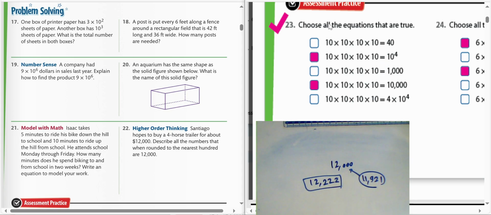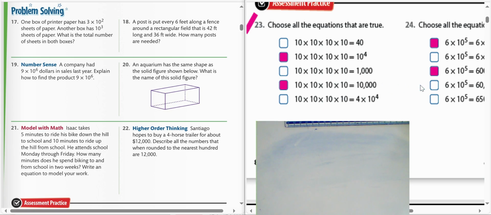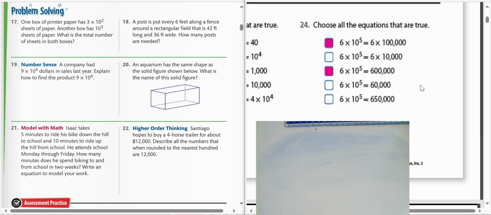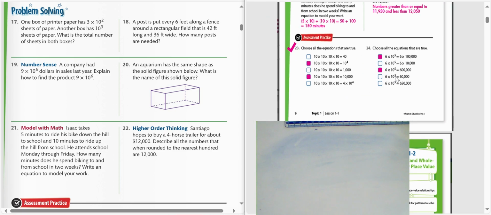This question shows all the equations that are true. We have 10 times itself 4 times will be 10 to the power 4, and 10 times itself 4 times will be 10,000, and also 6 times 10 to the power 5 equals 6 times 100,000. We must put 5 zeros, and also 6 times 10 to the power 5 is 6, and behind it, after it, 5 zeros.